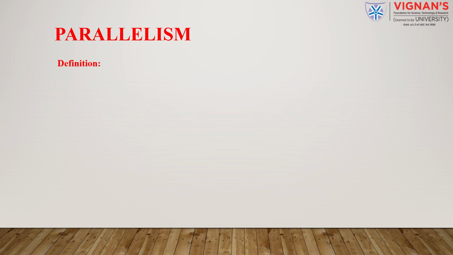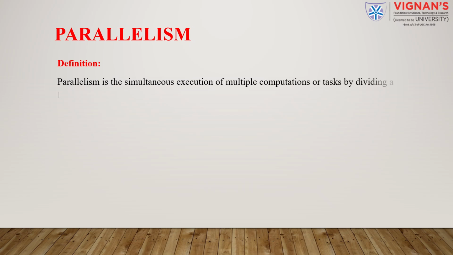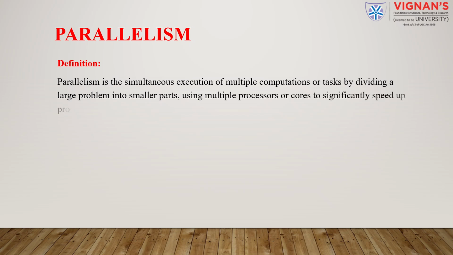What exactly is parallelism? Simply put, parallelism is the simultaneous execution of multiple computations or tasks. We achieve this by taking a large, complex problem and dividing it into smaller, manageable parts. These parts are then processed at the exact same time using multiple processors or cores, which significantly speeds up the total processing time. We actually see this in action every day.